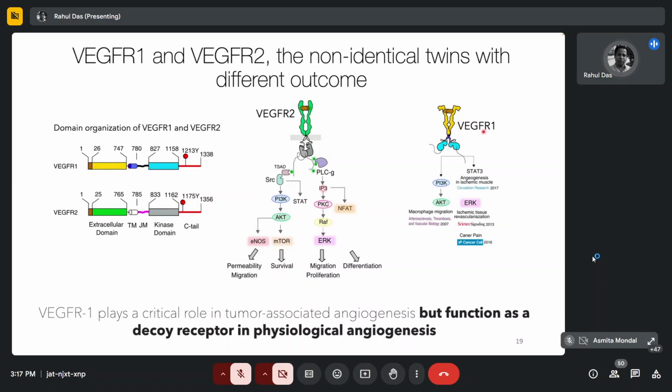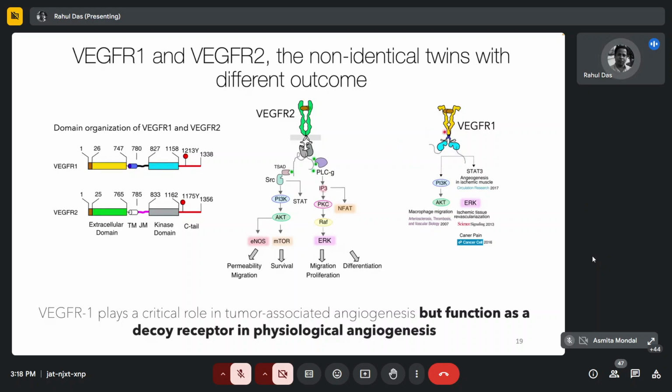VEGFR1 turns out to be a mysterious or enigmatic receptor, because in our normal state, this receptor is thought to function as a decoy receptor. That means it will steal the ligand from this receptor. But under pathological conditions, suddenly this receptor starts to signal. Okay, so what we wanted to know is why these receptors, which are from the same family of proteins, behave differently.